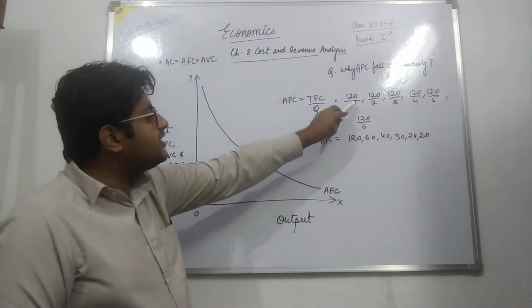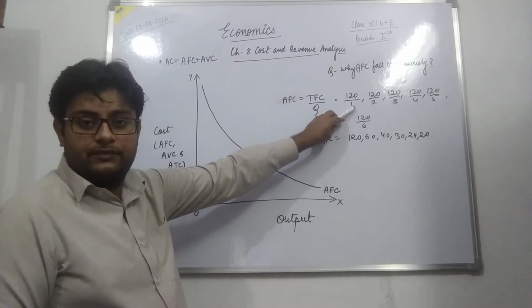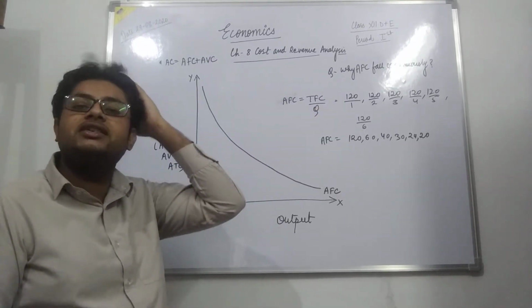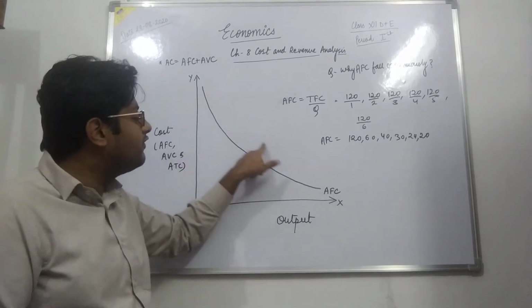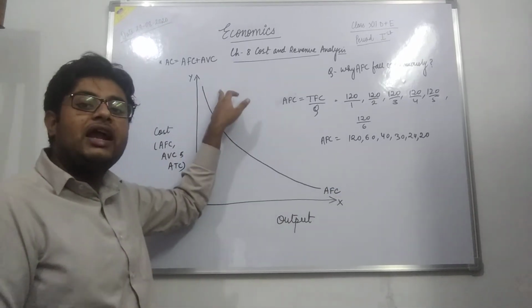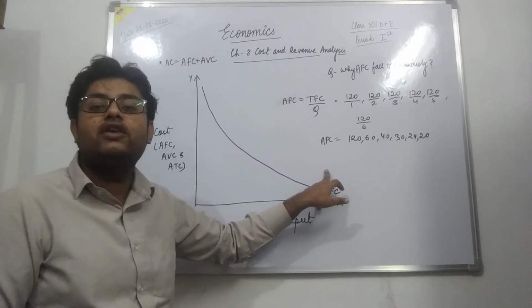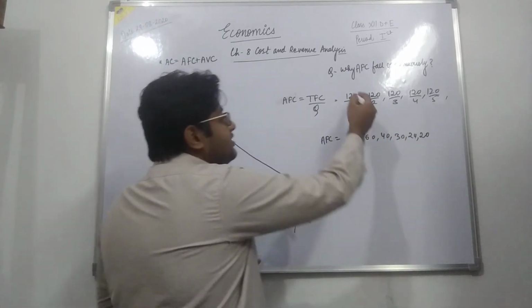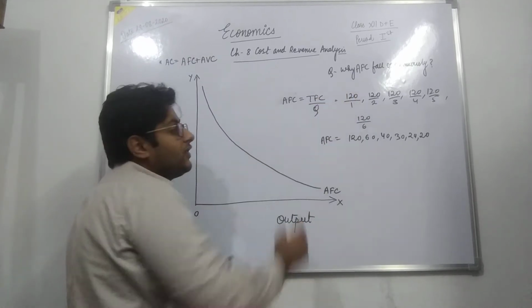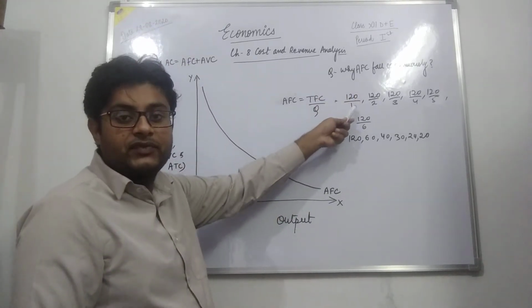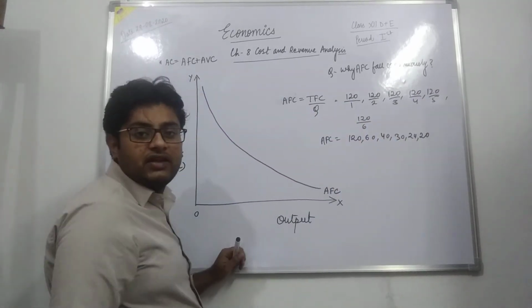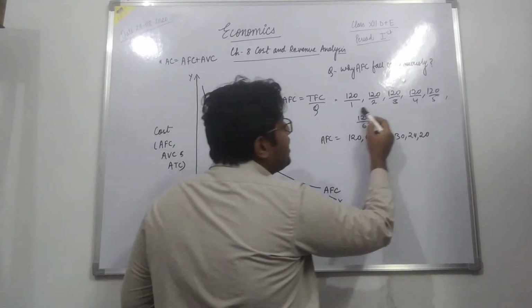You can see the reason from this division. There is a pure mathematical reason behind the continuous falling of the average fixed cost. See what is happening here. This is my numerator and this is my denominator. My numerator is a constant number, it is 120 everywhere, but my denominator is increasing.